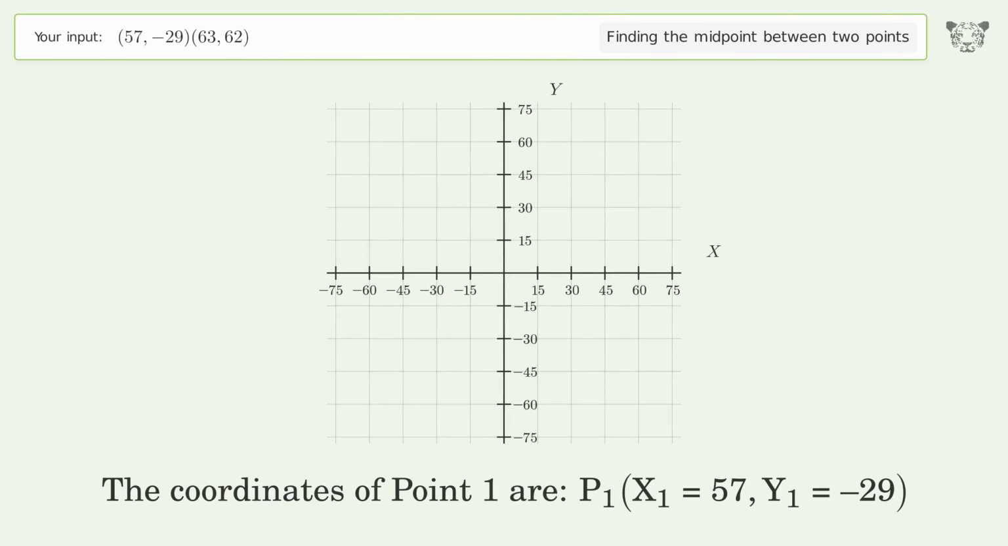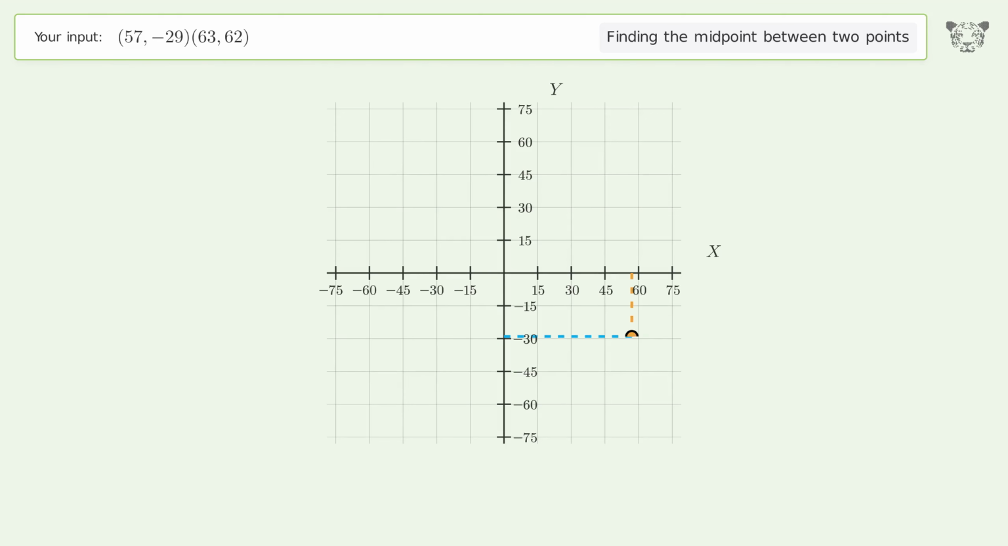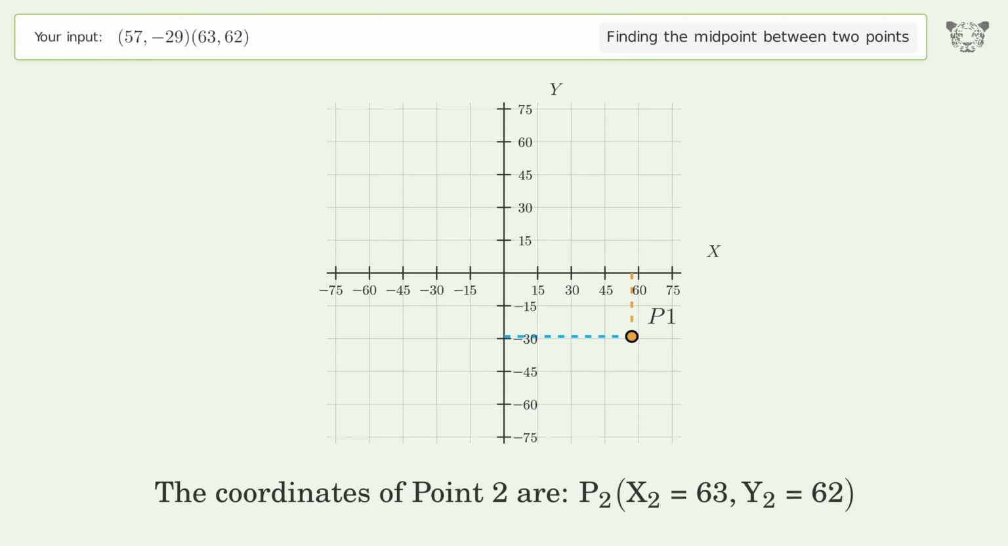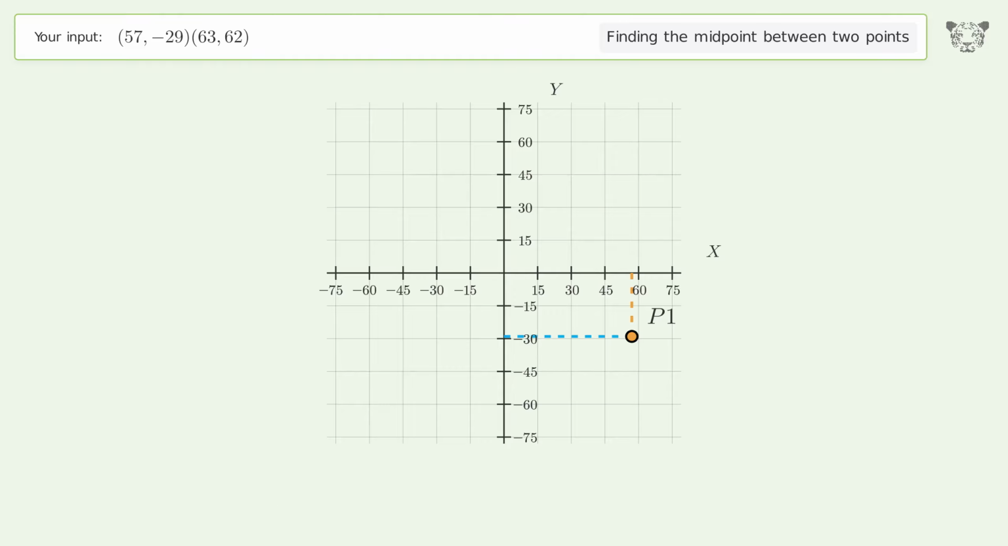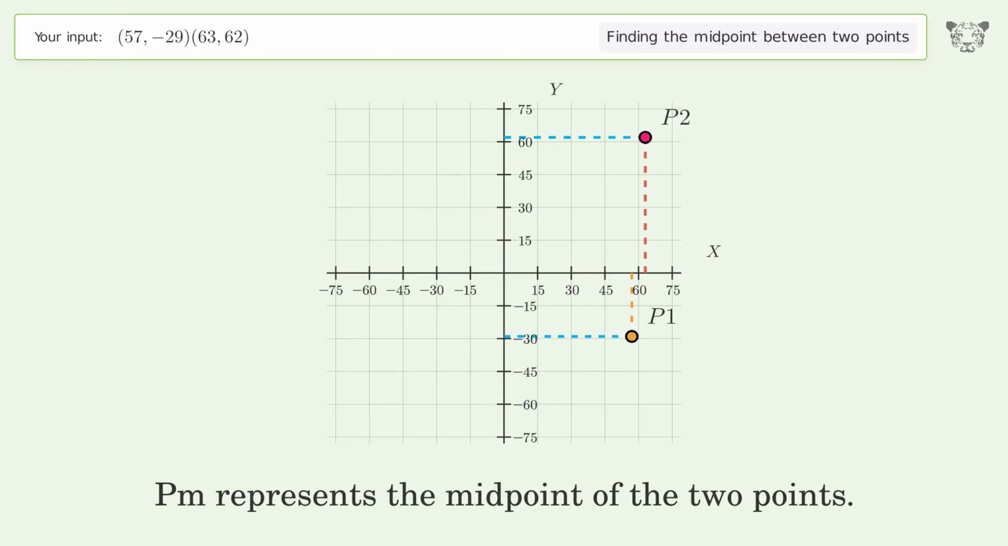The coordinates of point 1 are x1 equals 57, y1 equals negative 29. The coordinates of point 2 are x2 equals 63, y2 equals 62. PM represents the midpoint of the 2 points.